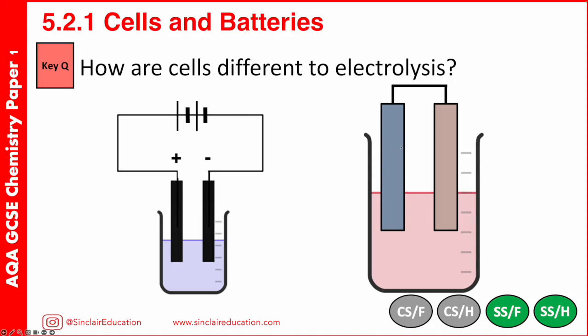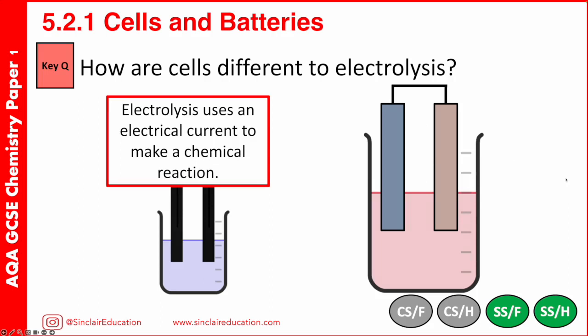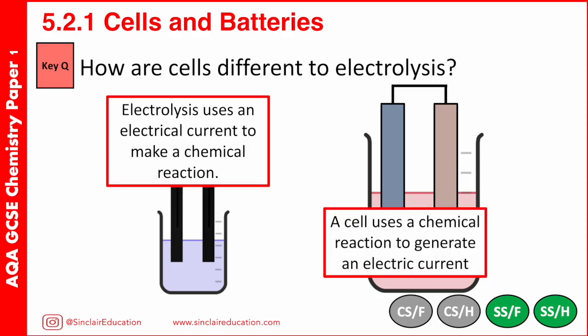However, in a cell, we will have now 2 electrodes and there'll be no power supply. Actually, this is generating the potential difference. So this is the power supply. So electrolysis is using an electric current to make a chemical reaction, while a cell is using a chemical reaction to generate an electric current. They are working in opposite ways.